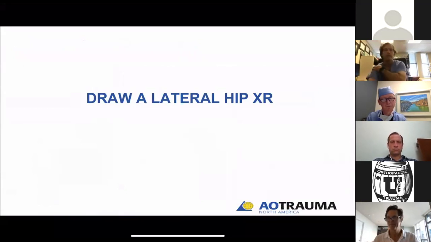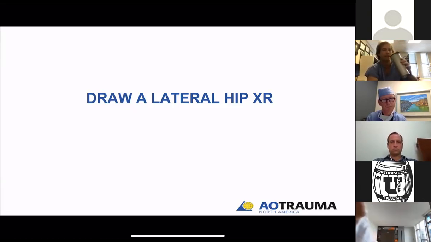So we talked about parameters that were normal and things that we were going to look at, shapes, relationships on the AP X-ray. Now it's going to get harder. So I want you to draw a lateral hip X-ray. I'm going to give you a minute to do that as well. We're going to get to cases in a second, I promise you, but I thought it would be kind of unfair to get to cases without doing this as an exercise first.